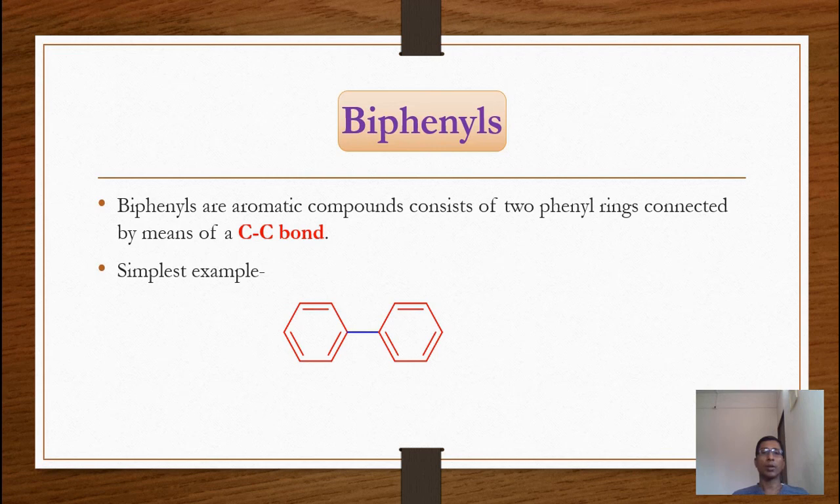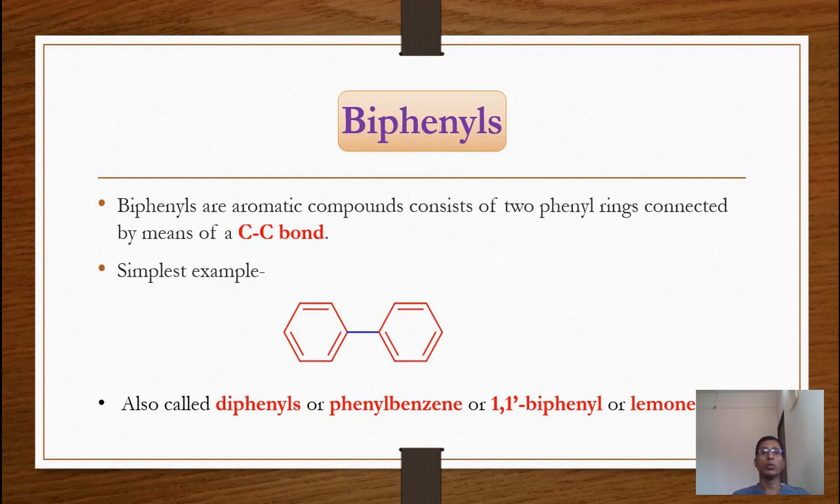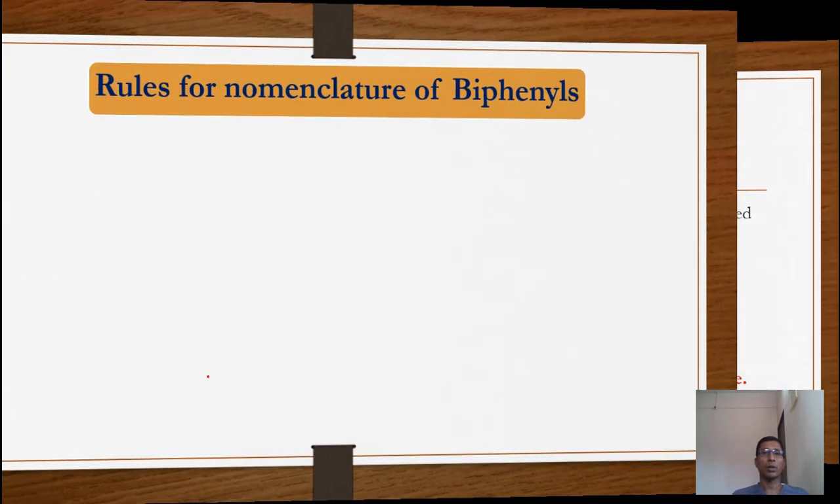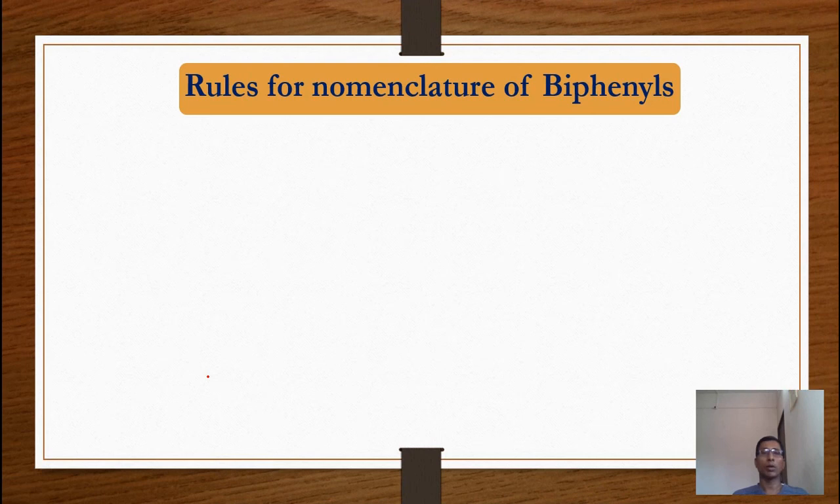The simplest example is biphenyl, in which two benzene rings are joined by means of a carbon-carbon single bond. This bond is also called the pivotal bond. Biphenyl is also called diphenyl or phenylbenzene or 1,1-biphenyl. Let us see the rules for nomenclature of biphenyls.